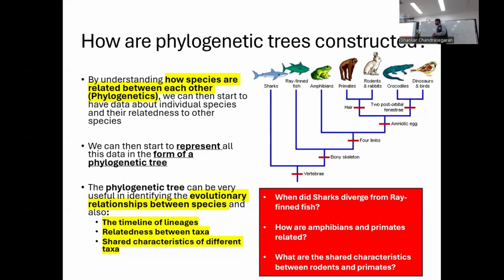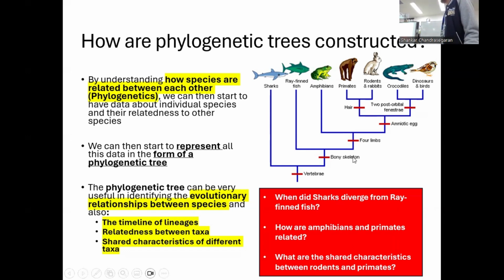So it can be very useful in identifying the evolutionary relationships between species in a very easy way, so that everyone can have a look at it and basically derive information about which species are related to each other, at which point did they diverge, and also how related they are and what are the shared characteristics of the different taxa. Taxa are basically these different species, right? Basically, taxa is another way of referring to these different species. And we have another name for them when it comes to phylogenetic trees. We'll be looking at that as well.